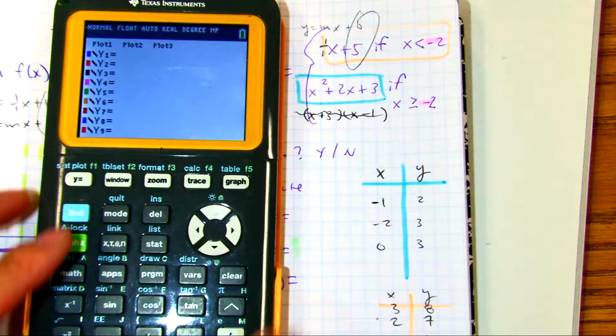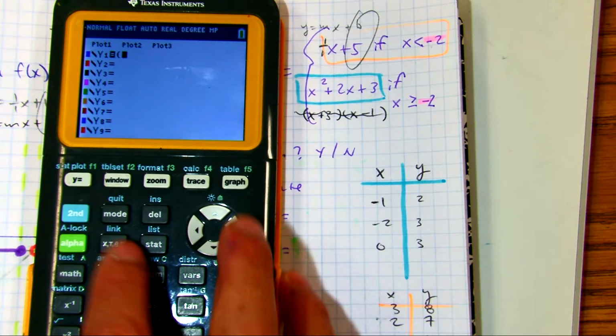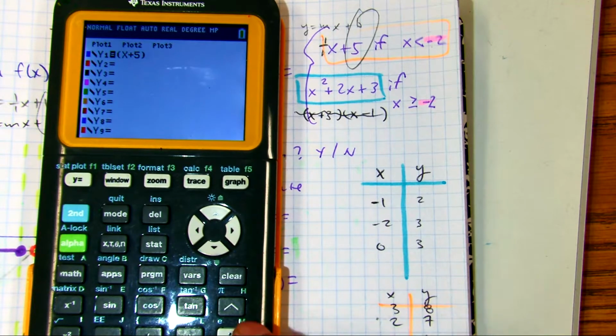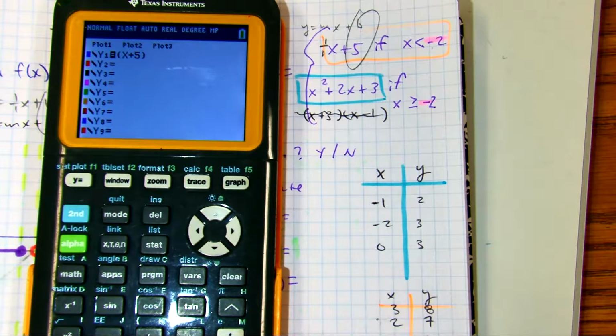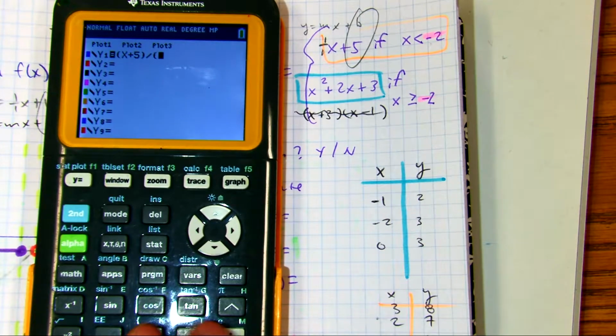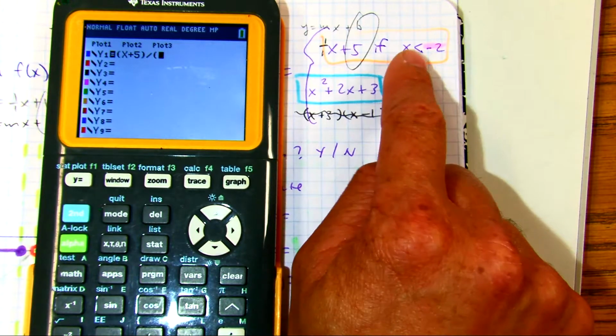I'm going to put it in parentheses. What do you press first? X plus 5. Close the parentheses. And then I'm going to do division. What am I doing? And then another set of parentheses. And I don't have to graph the if part, but I need to get x is less than -2.